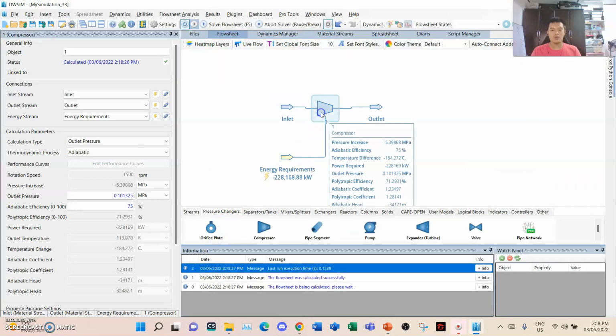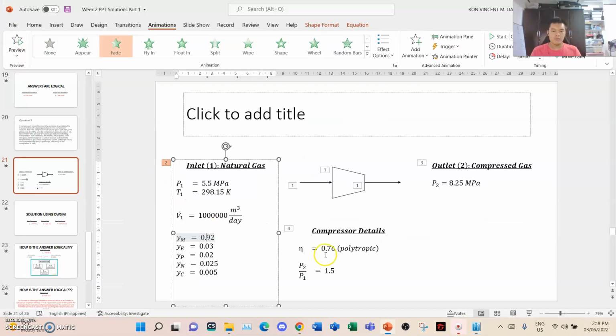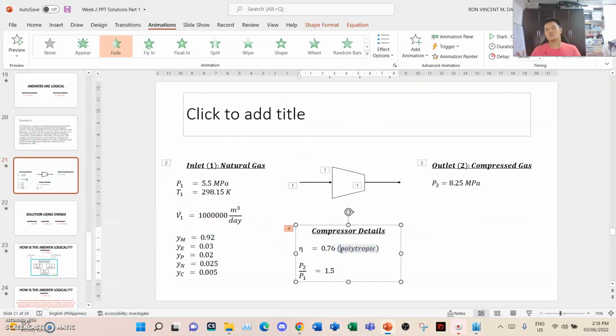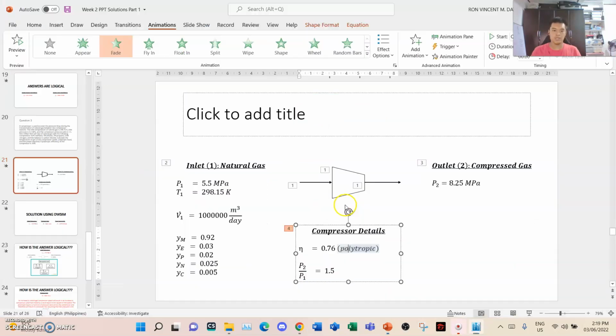Okay, then we go now to the compressor details. For the compressor, remember, the reason why I told you that we need to understand polytropic is that it must be very, very important to take note of. So that's why we put here polytropic, because having an adiabatic process will yield a different result. So we'll put here polytropic.